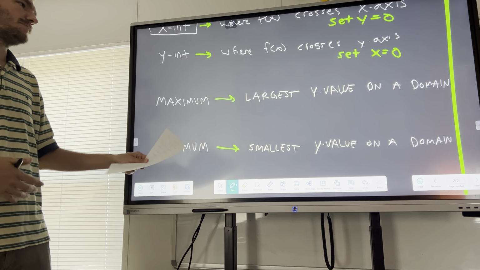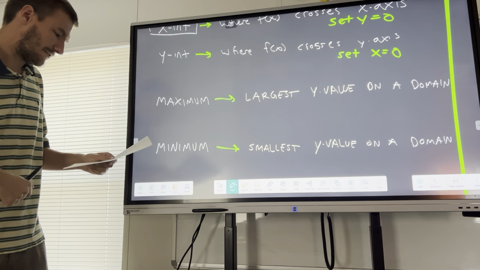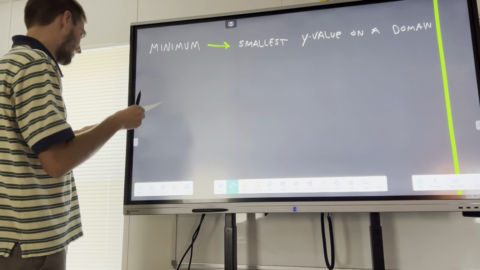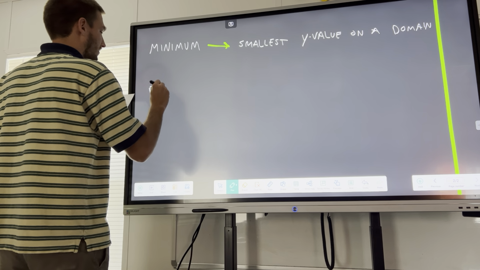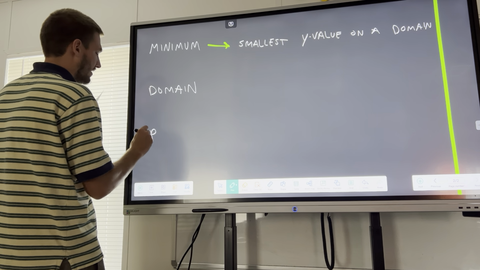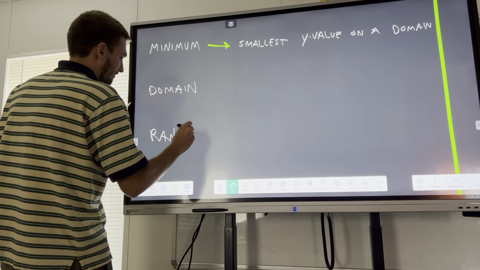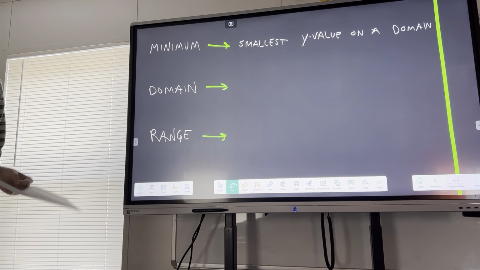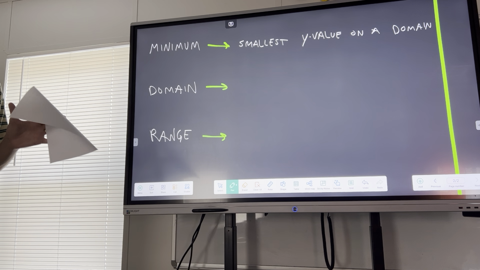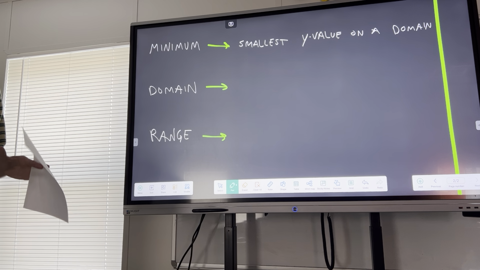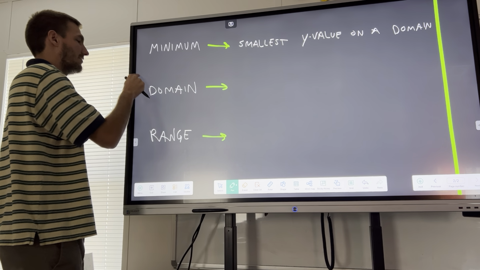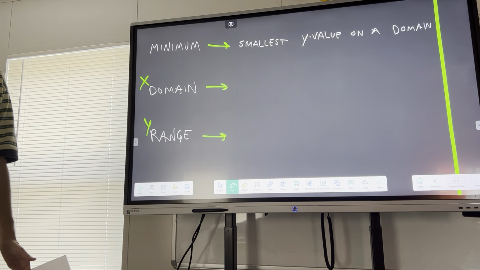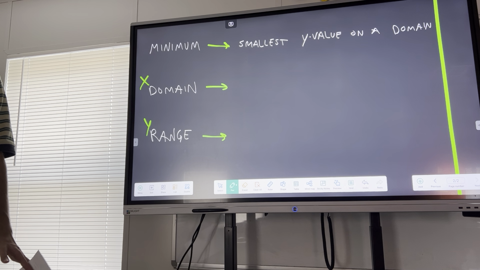As far as these things go, it's pretty self-explanatory. Max, min. Two more: we have the domain and the range. Hopefully we know one of them's x and one of them's y. Which one's which? The domain is x. You're absolutely right. The domain is x and the range is y. Do we have any fun ways to remember that? The reality is, just remember it. It's not all that hard.